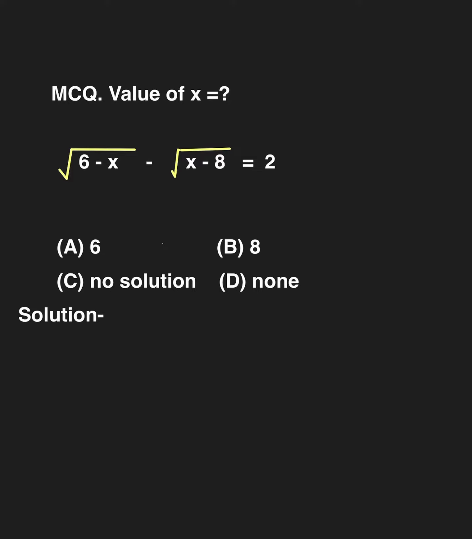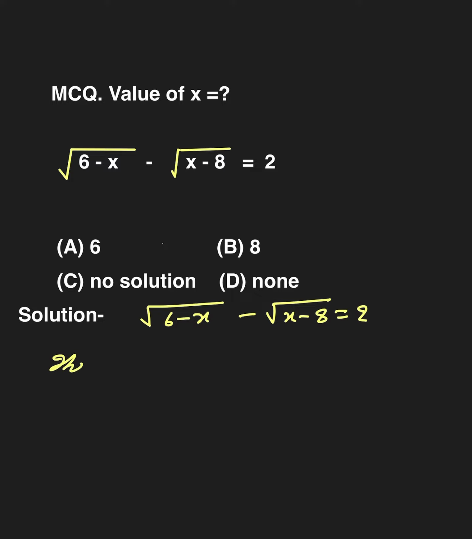Now, corresponding to the question, if you read the question, it is square root of (6 minus x) minus square root of (x minus 8), and this will be equal to 2.